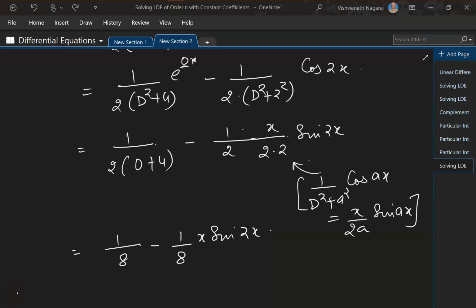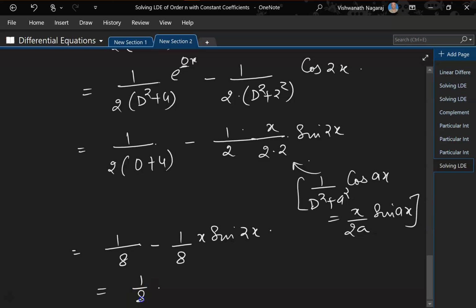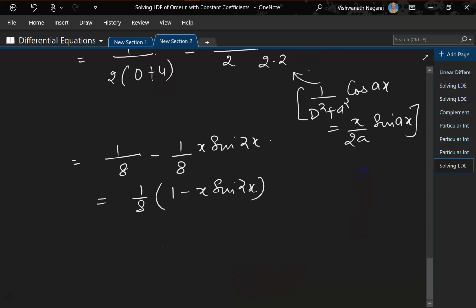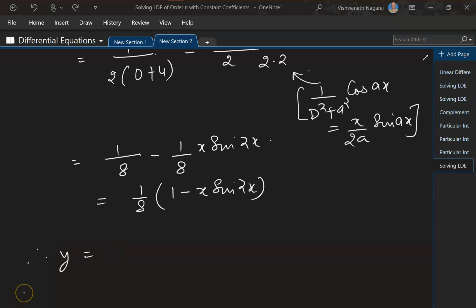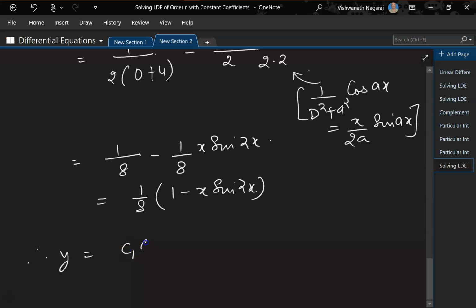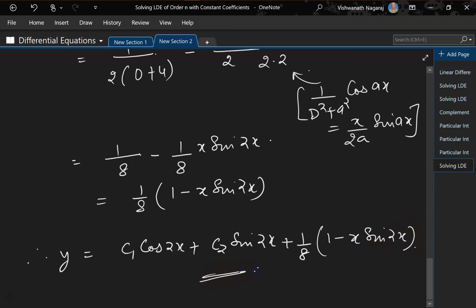And here we can take 1 by 8 out and write it as 1 minus x sine 2x. Yes, so our solution is going to be what? c1 cos 2x plus c2 sine 2x plus, let's take it in this form itself, 1 by 8 times 1 minus x sine 2x. So that is the solution.